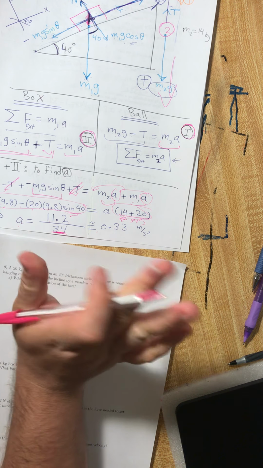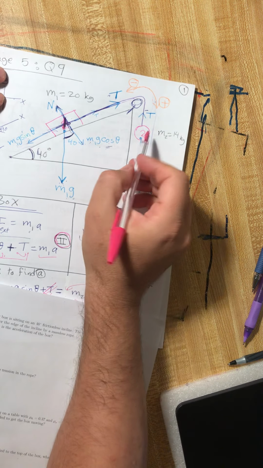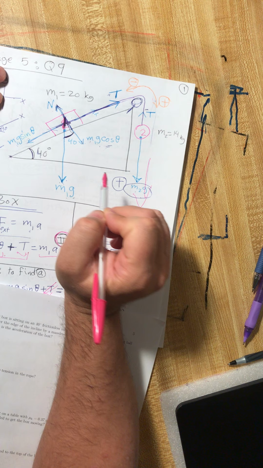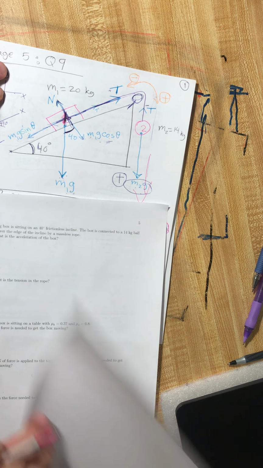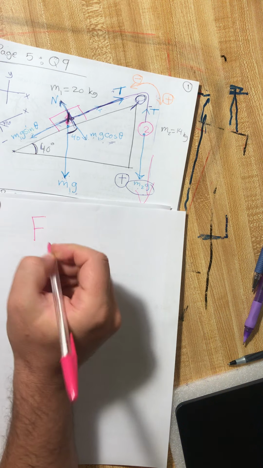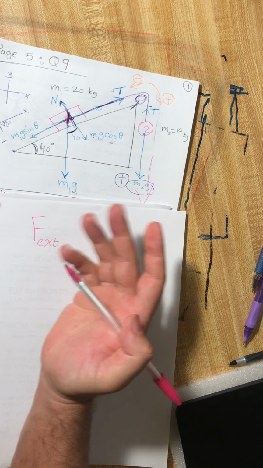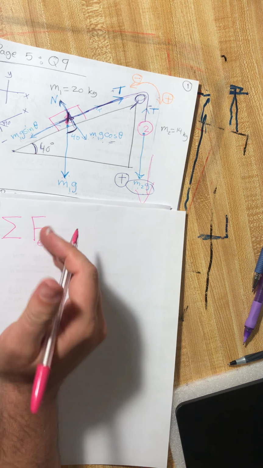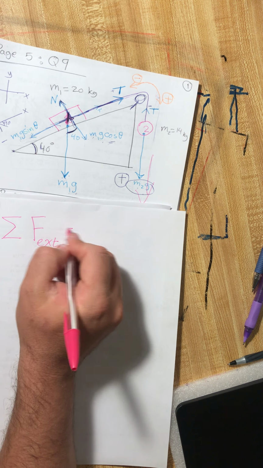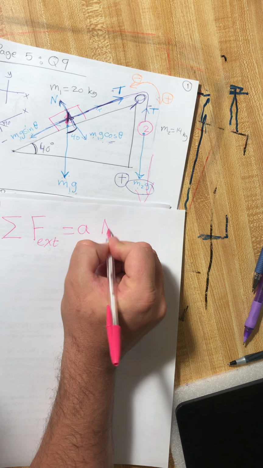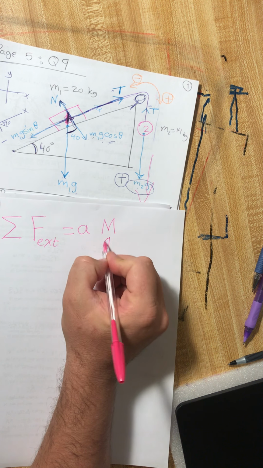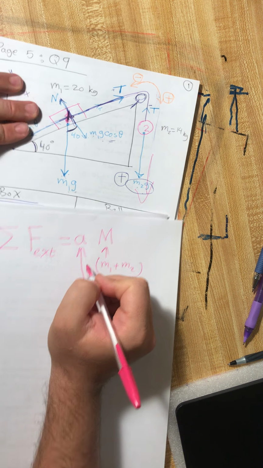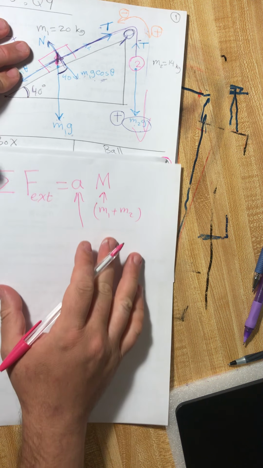Okay, my system is composed of the ball and the box. Newton's second law tells us that the F external, but maybe we have more than one F, so we put the summation. That means the first force, the second force, the third force is equal to the acceleration and the total mass of my system. The total mass of my system is m1 plus m2. This is the acceleration we find, which is 0.33 meters per square second.